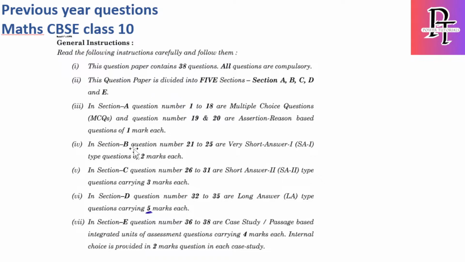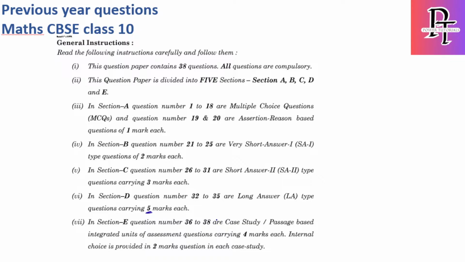Then we have Section B. Here we have very short answer questions, each carrying 2 marks, and here we have 5 questions. Then we have 5 more questions belonging to short answer questions, which are 3 marks questions. Section D contains 4 questions, and these are long answers, and each carries 5 marks. And the last is the case study questions, 36 to 38.